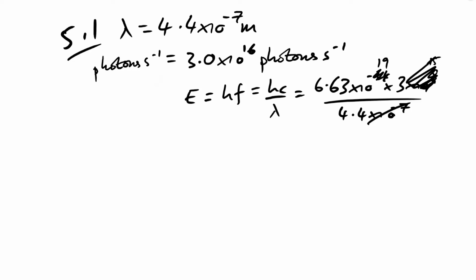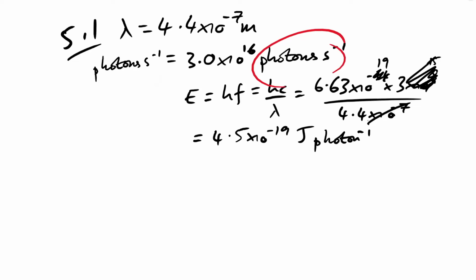So 6.63 times 10 to the minus 19 times 3 divided by 4.4. You don't have to take that shortcut if you don't want to. And we end up with an energy of 4.5 times 10 to the minus 19 joules per photon. So we have photons per second, joules per photon. If we're looking for power, then we're looking for joules per second.